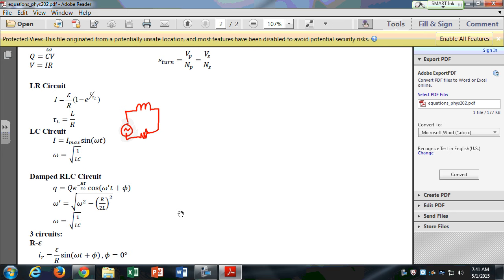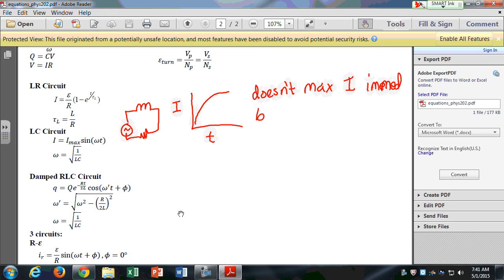And so if I were to plot the current versus time, it looks like this. It doesn't reach max current immediately because the inductor impedes the current. It generates an EMF that opposes the direction of the generator, opposes the direction of that power supply. The function that describes this current is here. This is the EMF of our generator, this is the resistor, and then I have this function. And it follows this path. It takes about 10 tau.